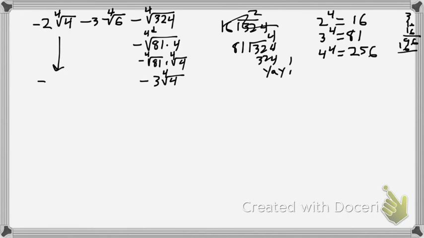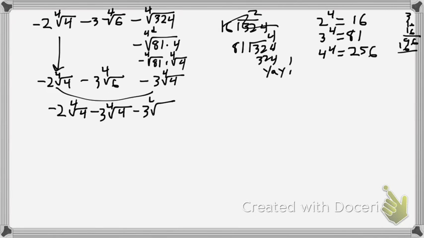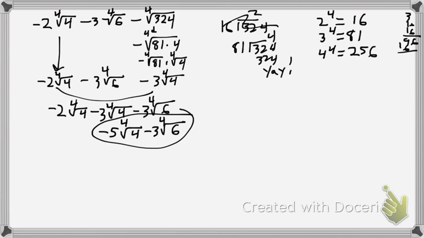Now we bring everything else down, because there's no changing it. So we have negative 2 fourth roots of 4, minus 3 fourth roots of 6. So look at that, we have 2 fourth roots of 4. Now remember, we can combine those two because they have the same radicand, that's the thing inside the radical symbol, in this case 4, and the same index, also 4. So we have negative 2 fourth roots of 4, minus 3 fourth roots of 4, minus 3 fourth roots of 6, and we get our answer as negative 5 fourth roots of 4 minus 3 fourth roots of 6.